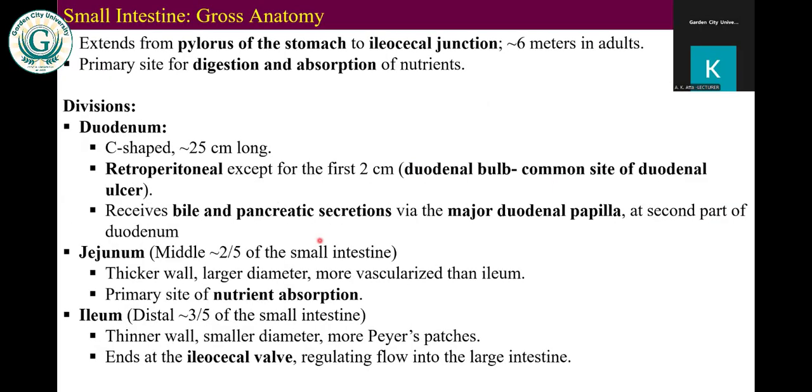So the small intestines, we said that it extends from the pyloric part of the stomach to the ileocecal junction. It's a primary site for digestion and absorption of nutrients. We divided it into three parts.